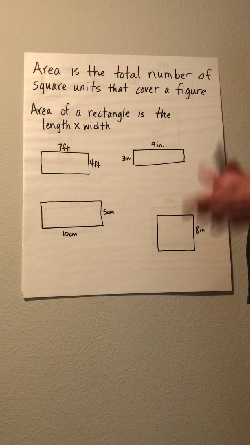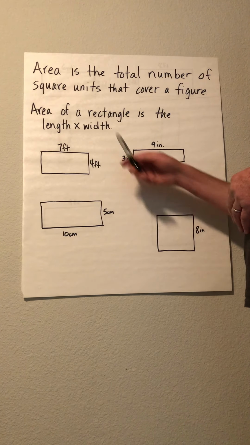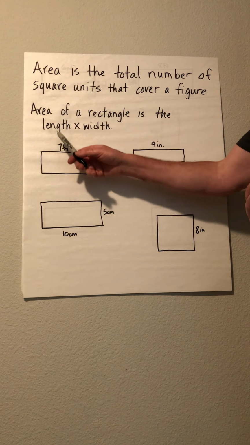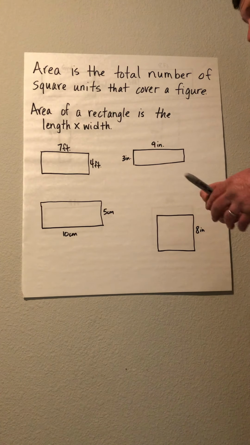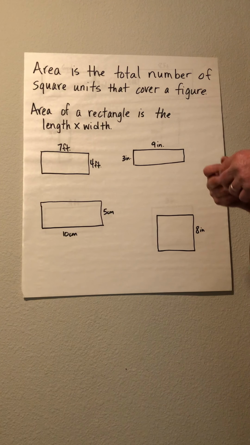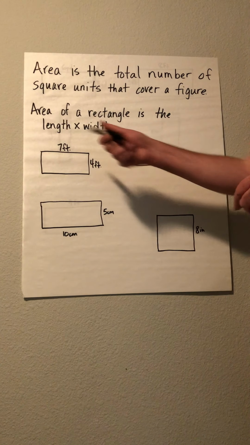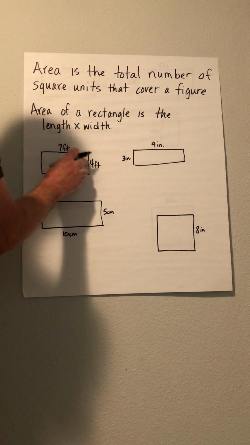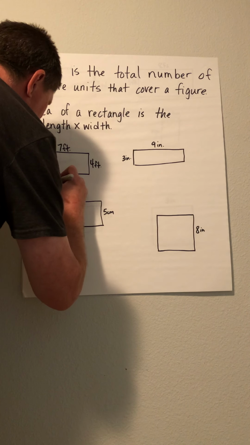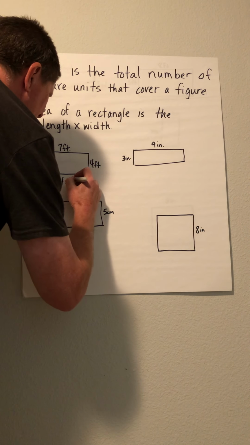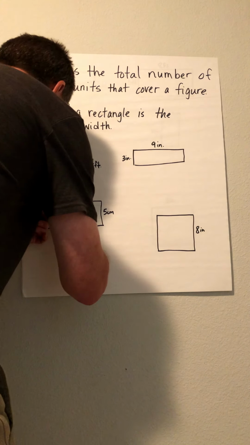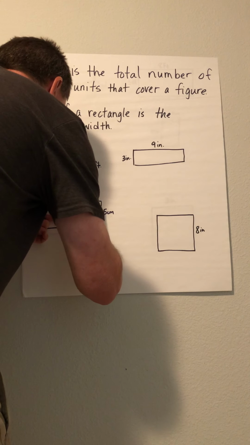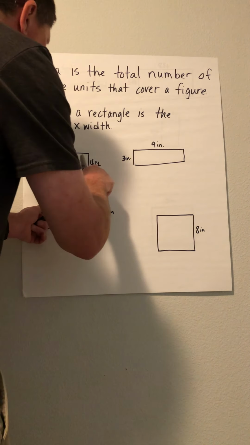Now, to figure out the area of a rectangle, you are going to multiply the length times the width. And that number will be the area in square units. So, for example, for this first problem, 7 times 4 equals 28. So, the area equals 28 square feet.